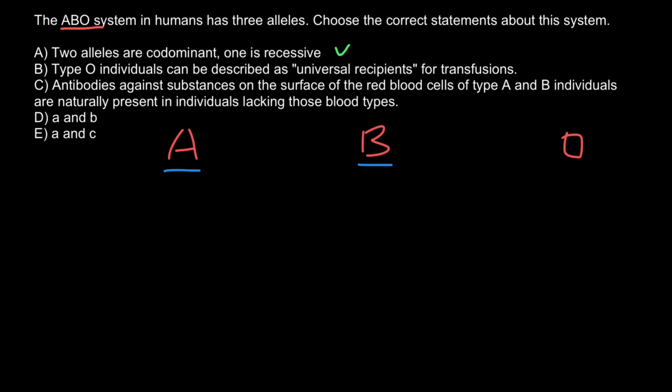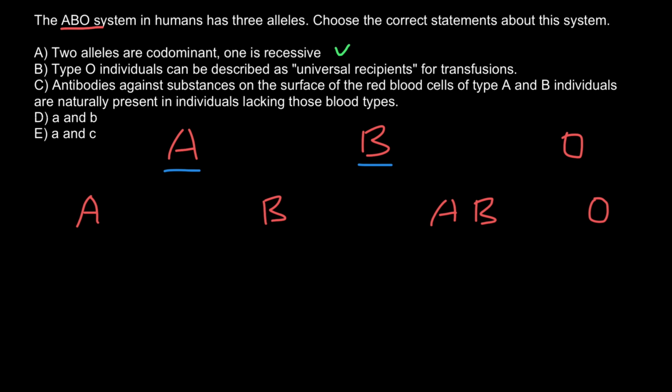Now let's check statement B. Type O individuals can be described as universal recipients for transfusions. Take a look. 3 alleles would make 4 blood groups: blood group A, blood group B, blood group AB, and blood group O. And these 4 blood groups are made by 6 genotypes.